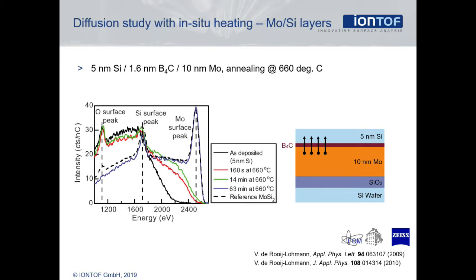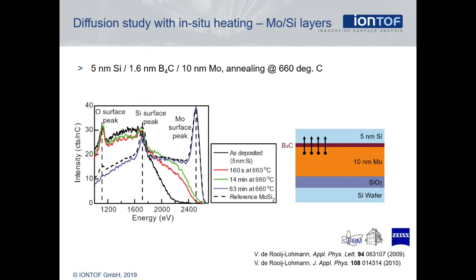The final example of this video is from molybdenum silicon multilayer films. These are used as X-ray mirrors for current EUV lithography tools. To reach optimum reflectivity, diffusion barriers were developed to increase interface stability, and these were studied using LEIS. A model system of 5 nanometers silicon on top of 10 nanometers molybdenum was deposited, separated for example by a thin B4C diffusion barrier.